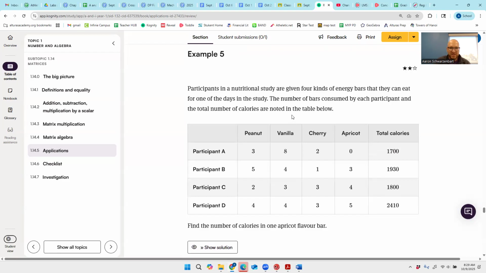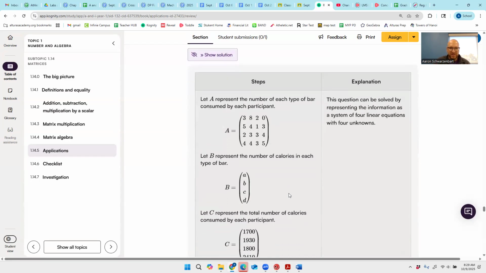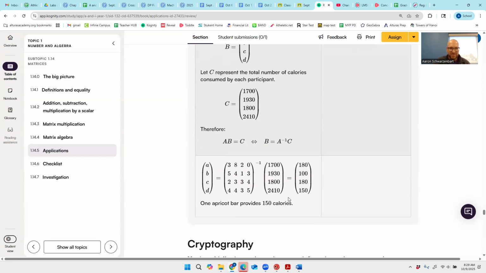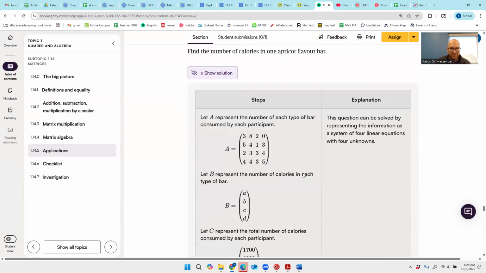So this one, the nutrition studies, the number of bars consumed by each and the calories noted in the table. So we'd put them in. Same thing. I would have used reduced row echelon form on this one too. Done, this 4x5.